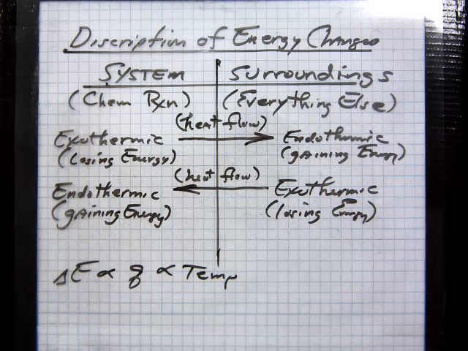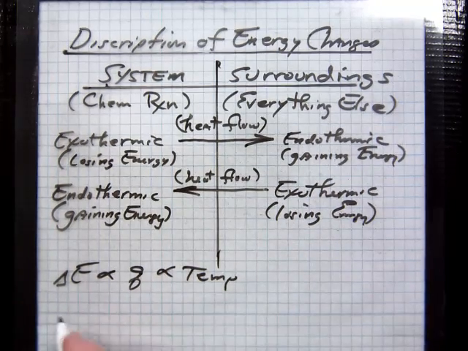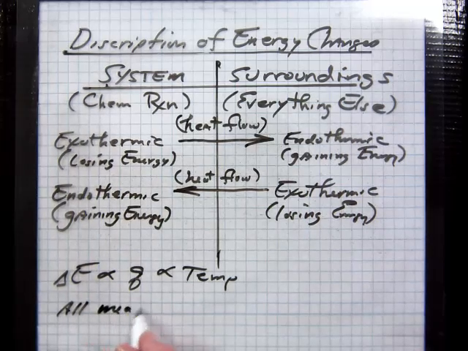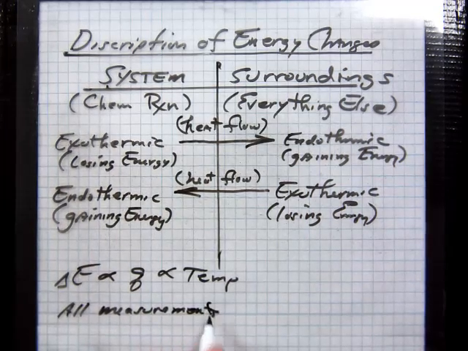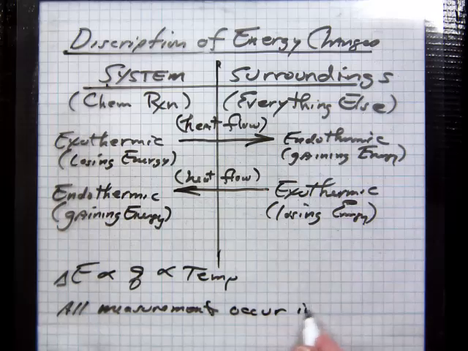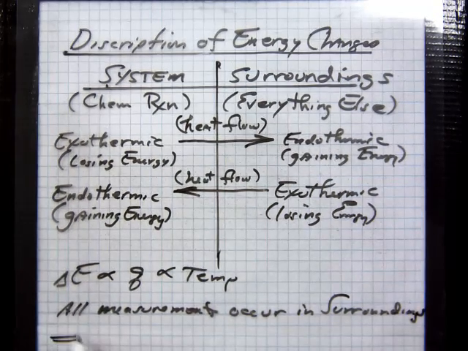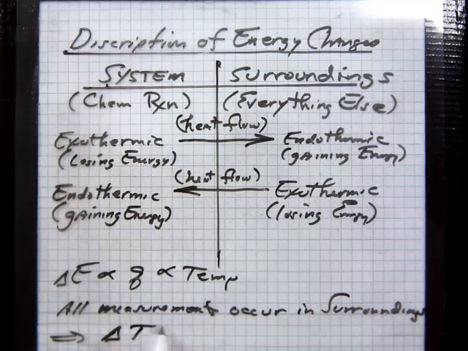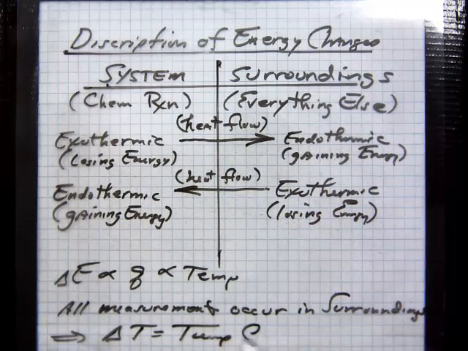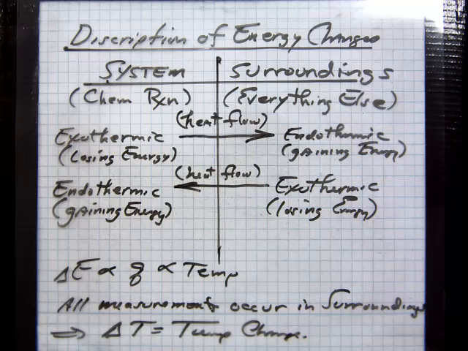Well, here's the thing about this temperature change. You don't measure temperature in the system. You can't. All the temperature measurements that you apply will be over here in the surroundings. All measurements occur in surroundings. And that'll give you a delta T, or a temperature change.